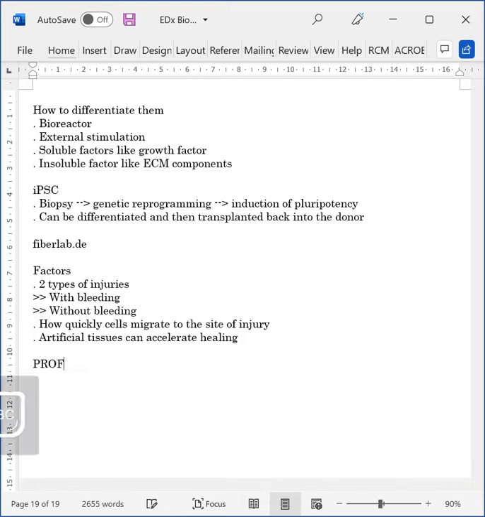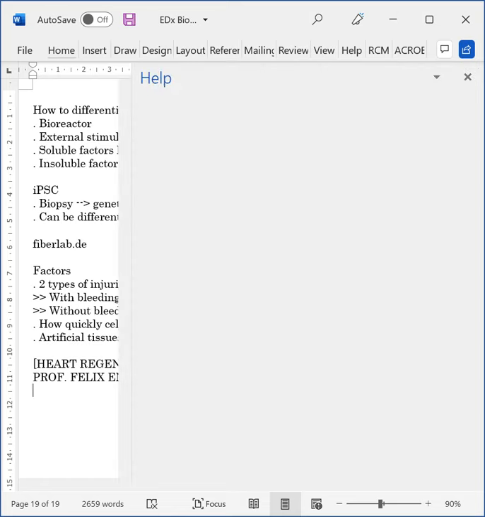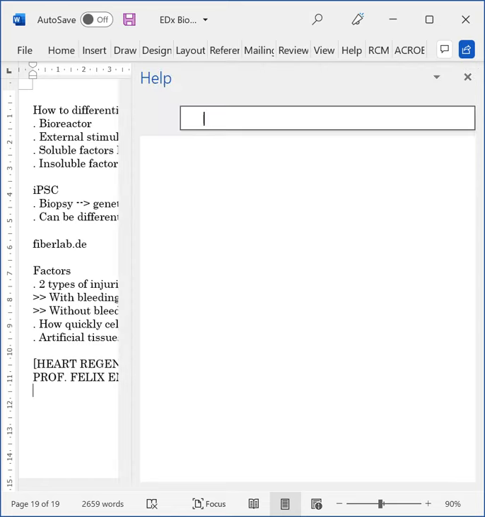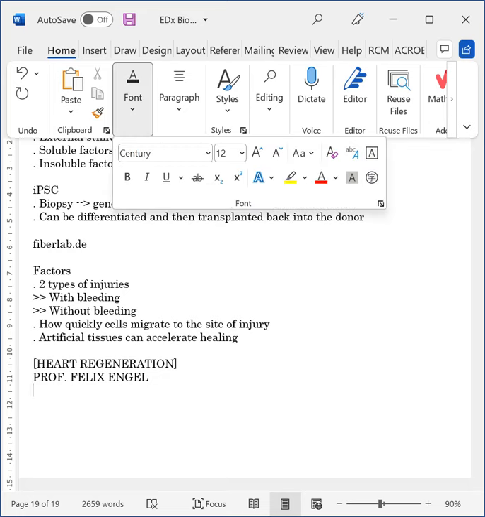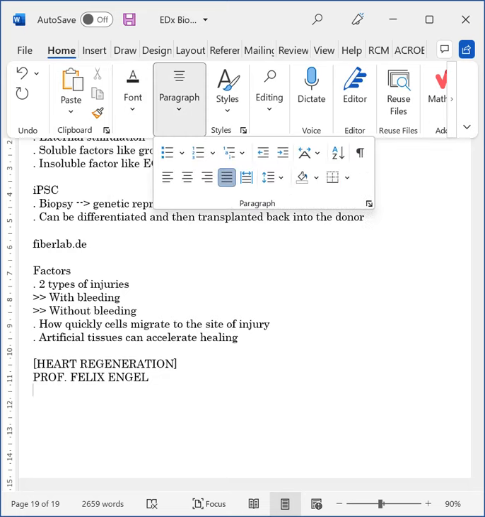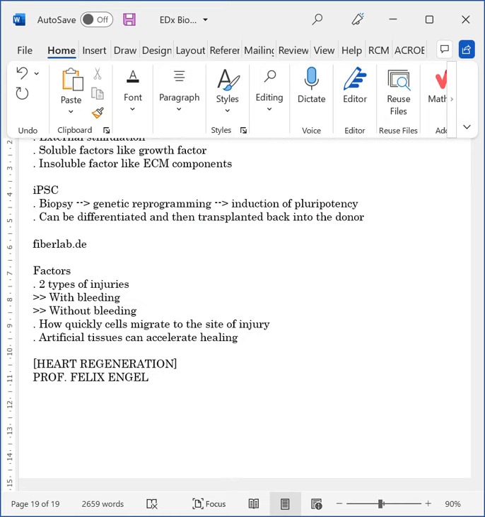My name is Professor Felix Engel, and I am an expert on heart regeneration. My research focuses on understanding how the heart forms during development and what causes underlie different heart diseases in order to develop novel strategies for therapy. For example, we're interested in cardiac tissue engineering, where we combine stem cells with different materials to engineer heart tissues that we can use for therapy.